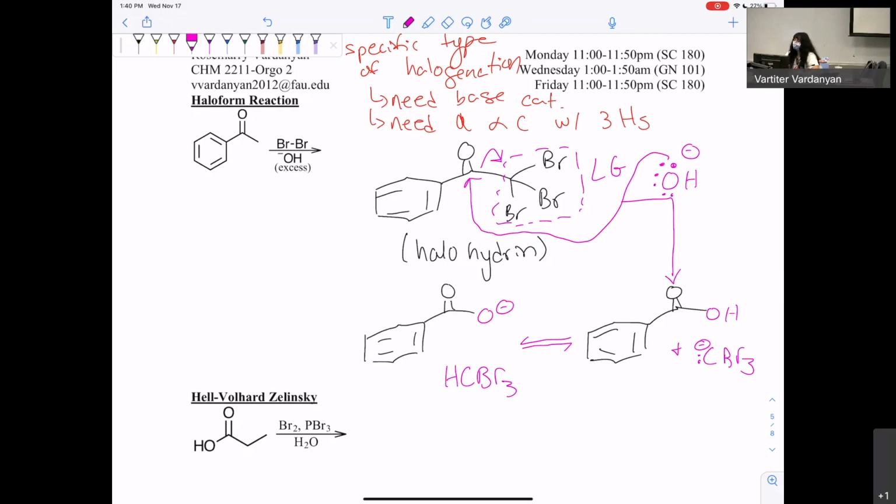So these 2 are in equilibrium, which basically means that the C with a negative charge is so strong that it's going to want to steal the H from the carboxylic acid.